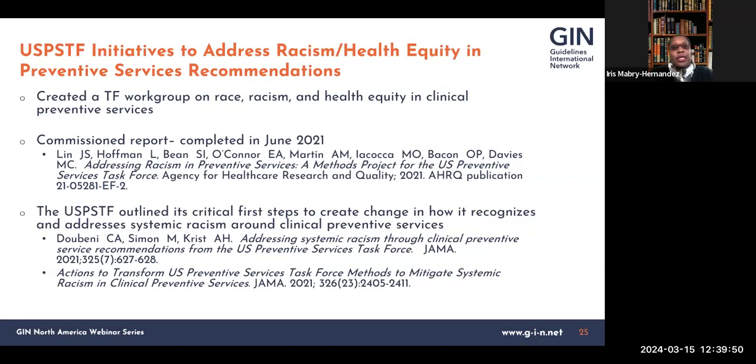In order to address this important issue, the task force created a work group specifically to address race, racism, and health equity in clinical preventive services. And as mentioned before, they commissioned a report, which was completed in June 2021. They outlined their critical first steps to create change in how they recognize and address systemic racism around clinical preventive services. And so I just mentioned the action steps.